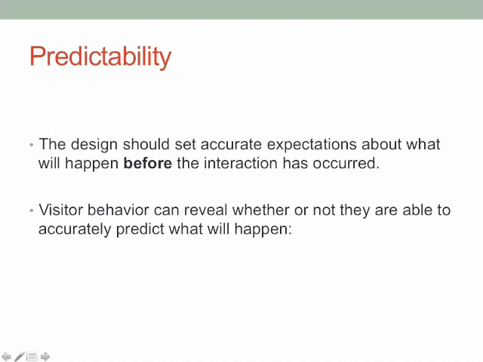The fourth principle of interaction design is predictability. In order to optimize human-computer interaction and minimize mistakes and random guessing, the user must be able to predict the outcome of their actions before performing them. Hence, visitor behavior can reveal whether or not they are able to accurately predict what will happen. For example, when users don't know what will happen, they will try attempting anything that can be clicked. If users know what they can do and predict what will happen, they will only interact with the necessary things to complete their tasks.